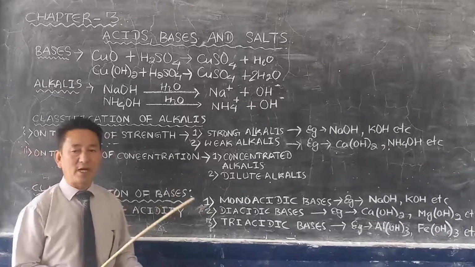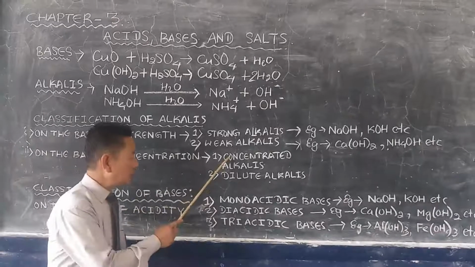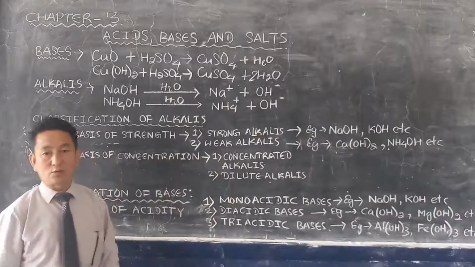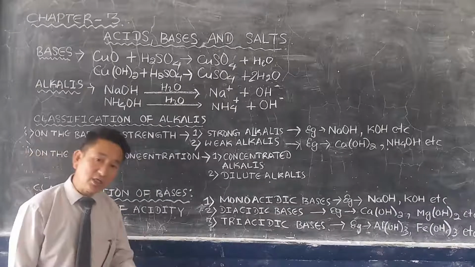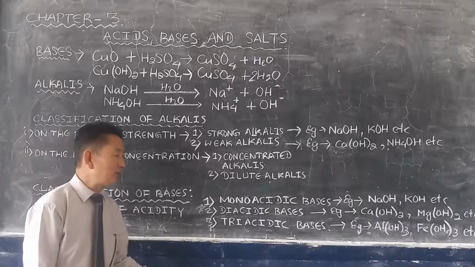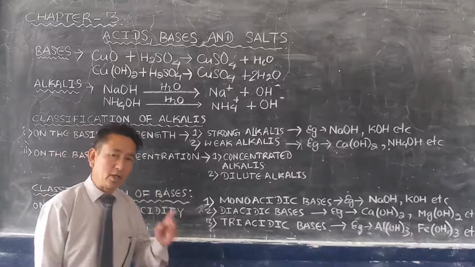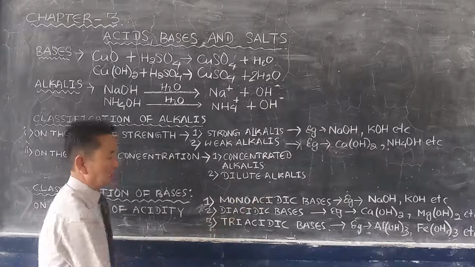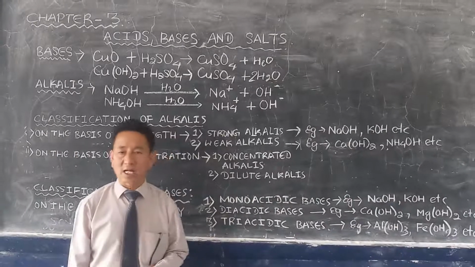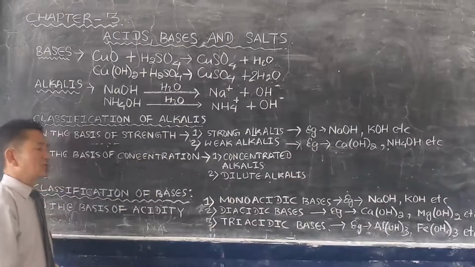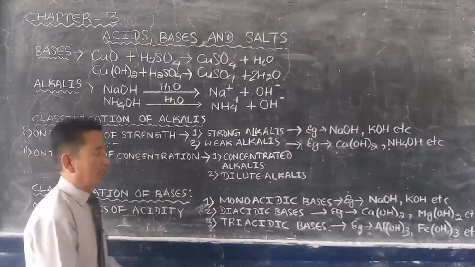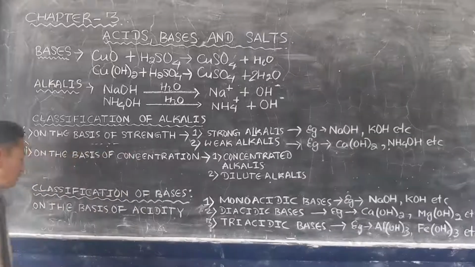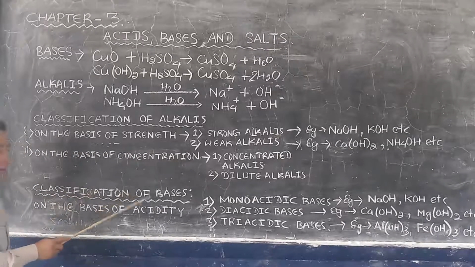Now next, on the basis of concentration, alkalis can be classified into two types, concentrated alkalis and dilute alkalis. Concentrated alkalis are those alkalis in which the percentage of alkali is higher than the percentage of water in their aqueous solution. Now next, dilute alkalis. Dilute alkalis are those alkalis in which the percentage of alkali is less than that of water in their aqueous solution.